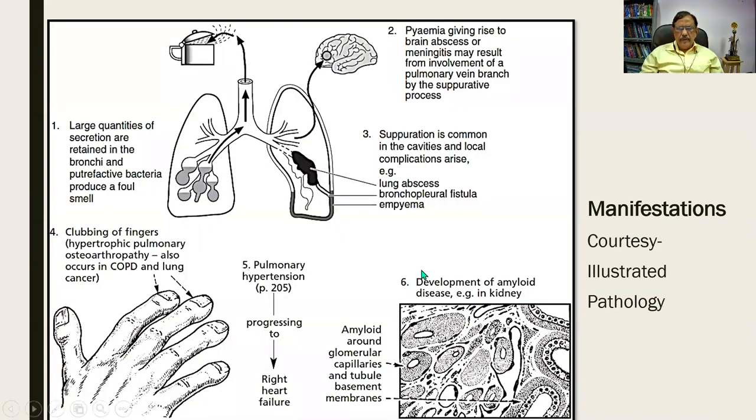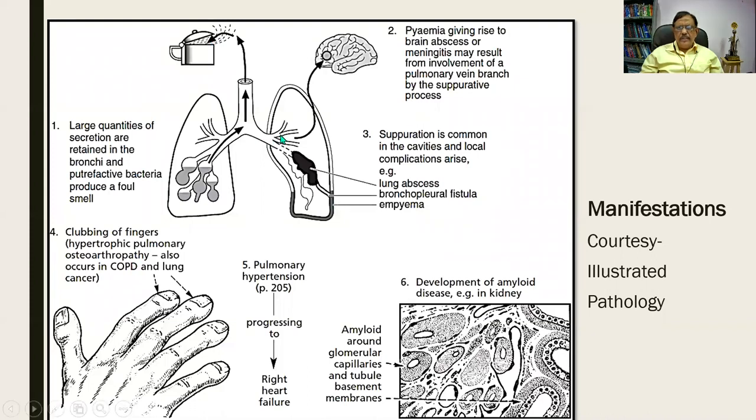A nice picture from Illustrated Pathology. It shows the various sequence of events that can happen in bronchiectasis. Look at this one. This lobe is affected. It is showing irregular dilatation of the bronchial tree. There is stasis. Obviously, the stasis will lead to infection. And once there is an infection, when the patient coughs out, there will be a copious amount of purulent sputum.